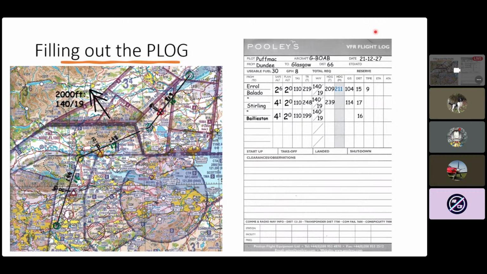So now, what's the magnetic heading that we need to steer, taking into account the magnetic variation? 241. Spot on, cadet. Easy as that. And how long is it going to take us? 8 minutes and 55 seconds. So 9 minutes. Excellent. Well done. It's as easy as that.